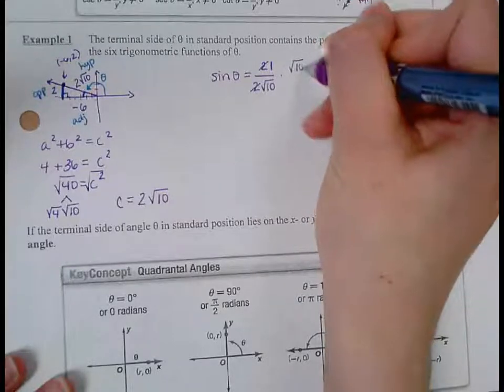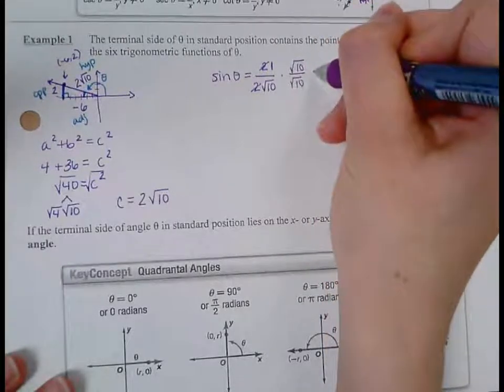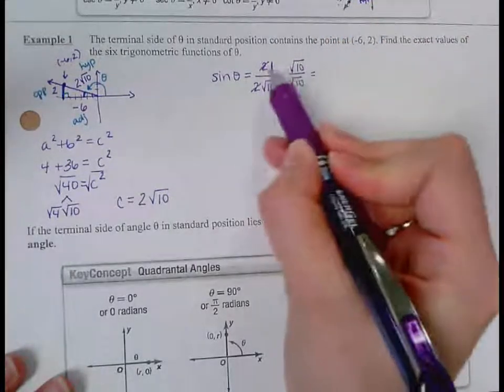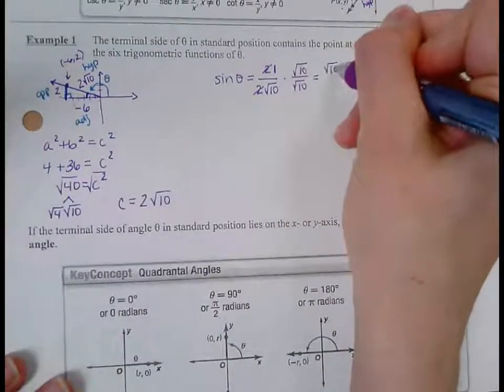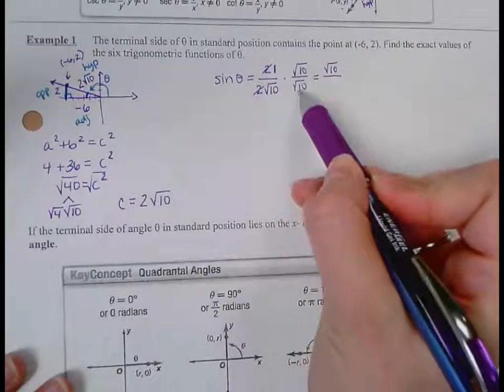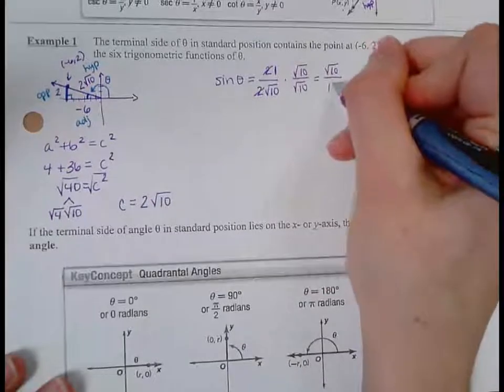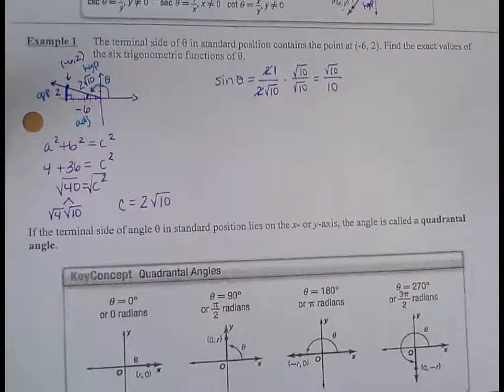Yes, multiply numerator and denominator by the square root of 10. So on top, 1 times square root of 10, I'll just have square root of 10. On the bottom, square root of 10 times the square root of 10 is just 10. It's the square root of 100, which is just 10. So square root cancels out. So sine of theta is square root of 10 over 10.